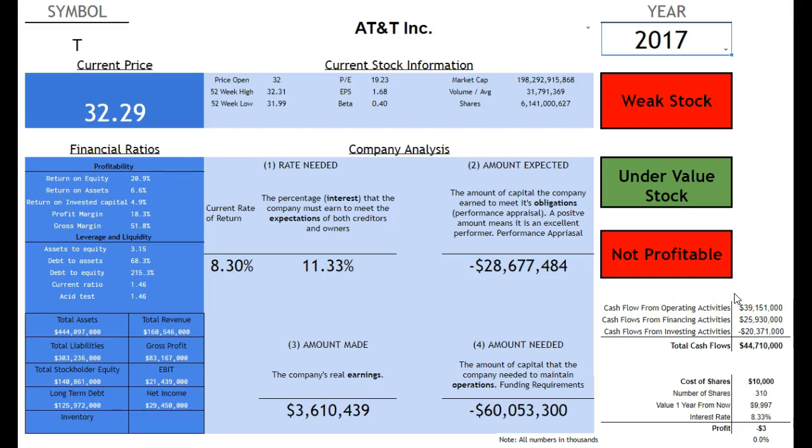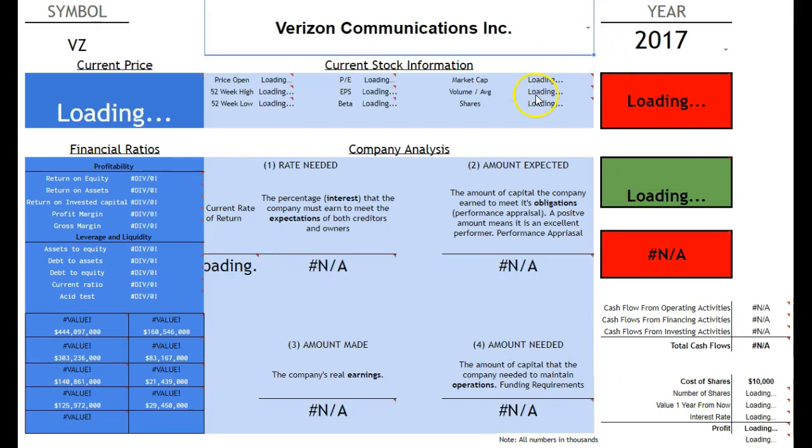No, I wouldn't. And again, if I was to invest $10,000 today in AT&T, I would lose $3 at the end of 1 year. This year is basically a net present value based on this interest rate. Let's do one more, Verizon.